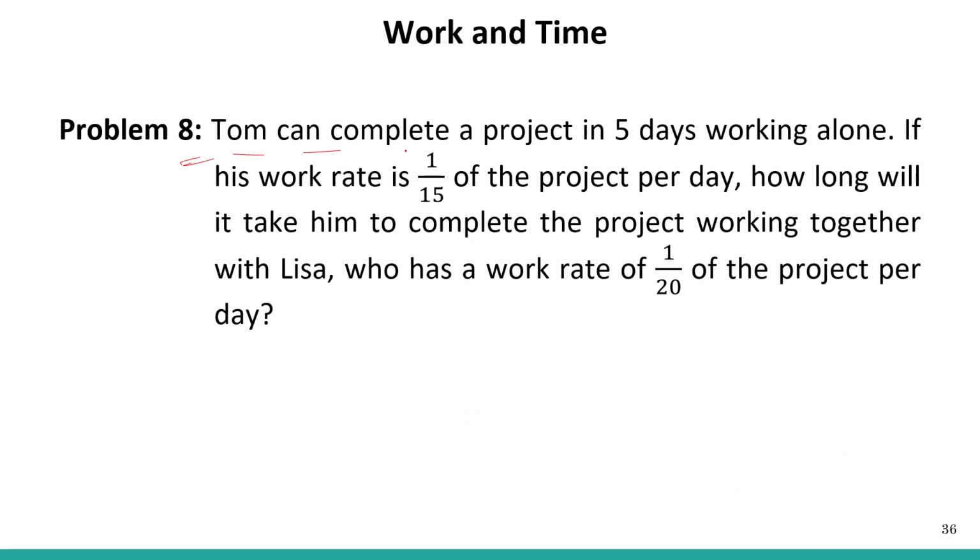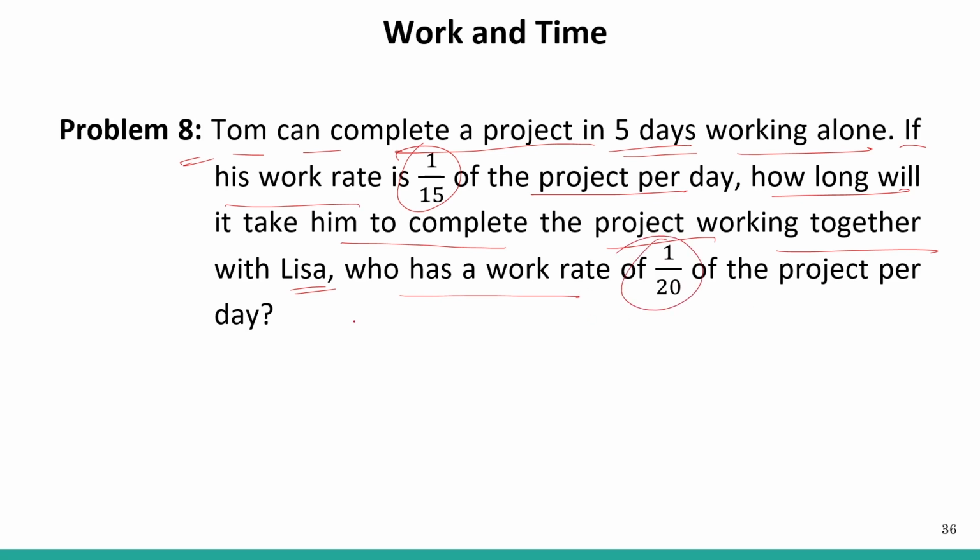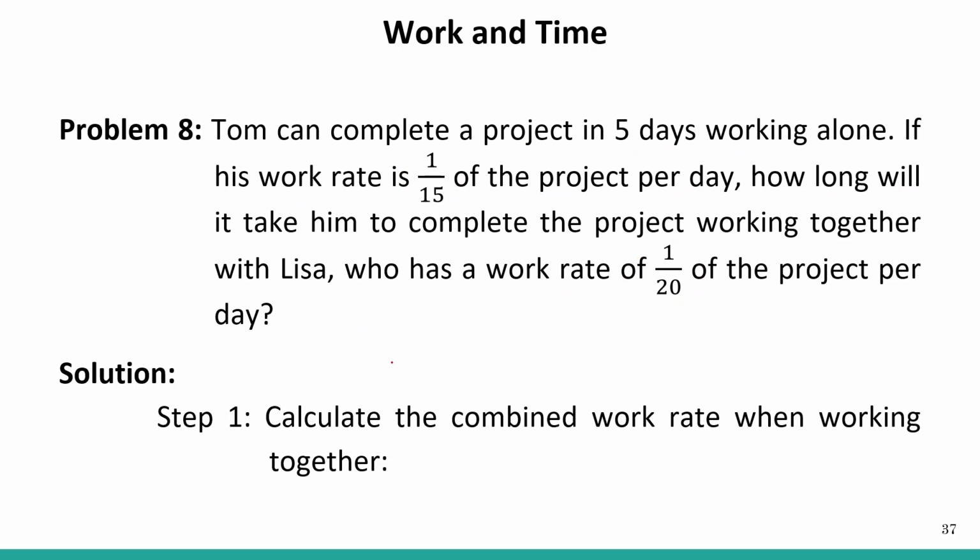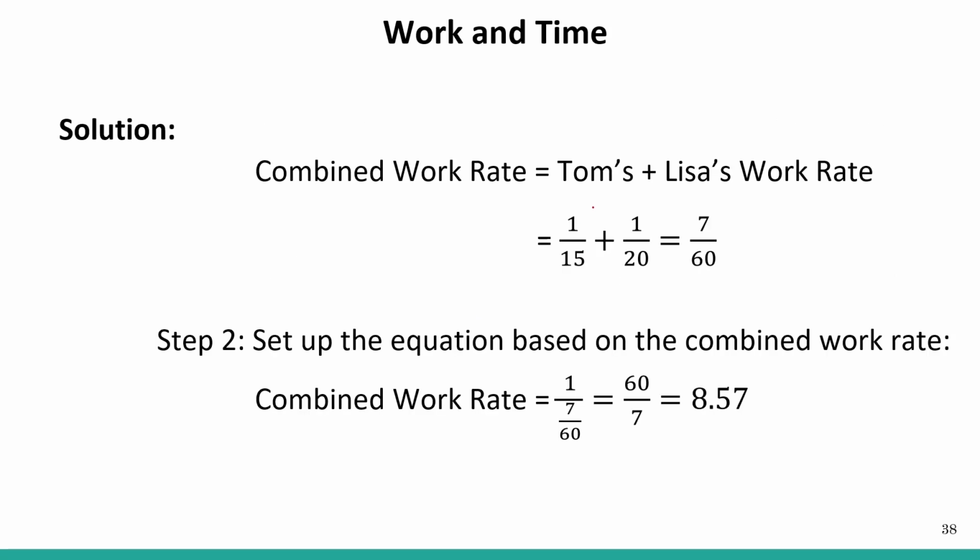So Tom can actually complete a project in 5 days working alone. If his work rate is 1 by 15 of the project per day, how long will it take him to complete the project working together with Lisa, who has a work rate of 1 by 20 of the project per day? Okay. So let's go forward. So calculating the combined work rate. Okay. Combined work rate will be what? 1 by 5. Okay. And Lisa's work rate is 1 by 20, right? So 1 by 15 plus 1 by 20 is equal to what? 7 by 60, right? Okay.